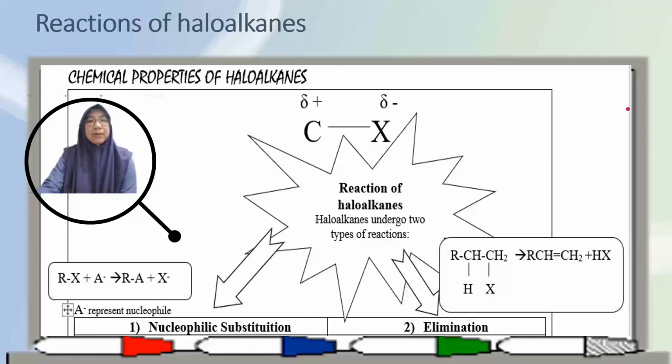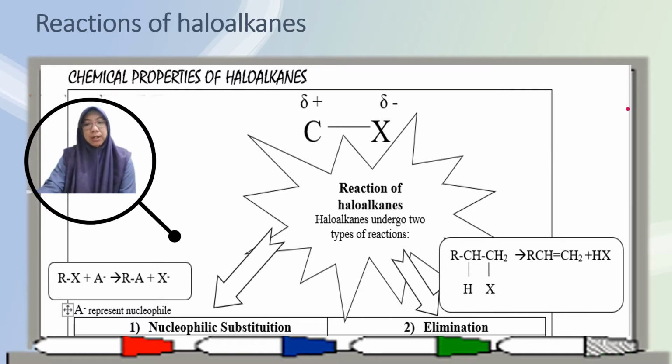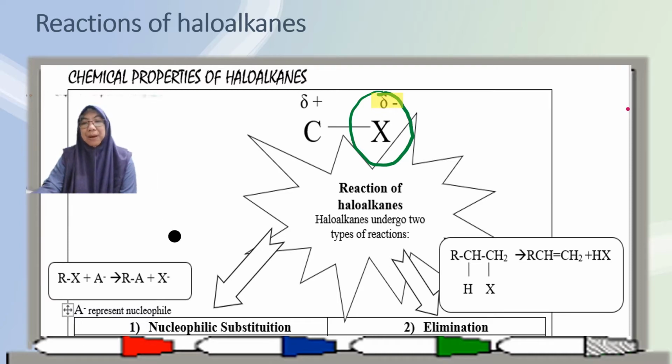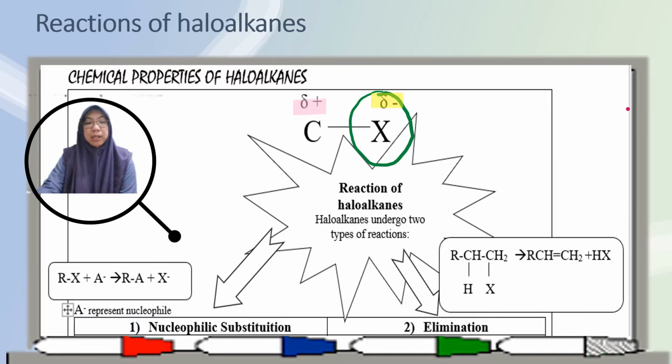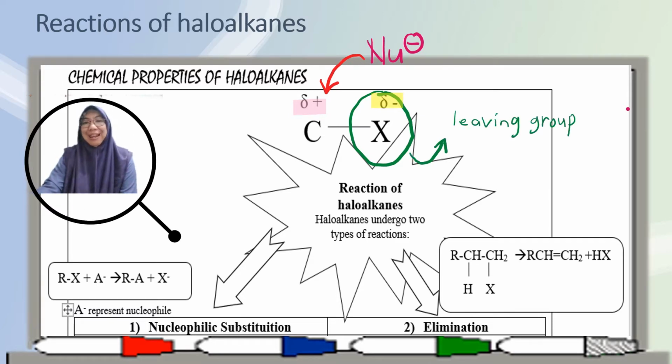So now here is the reaction of haloalkanes. Why do haloalkanes undergo the mechanism of nucleophilic substitution? The first thing is because X, which is halogen, is very highly electronegative. So this makes the carbon which is bonded to X partially positive. Thus it will attract nucleophile. The nucleophile will be attracted to the carbon which is partially positive, so X will act as a leaving group.